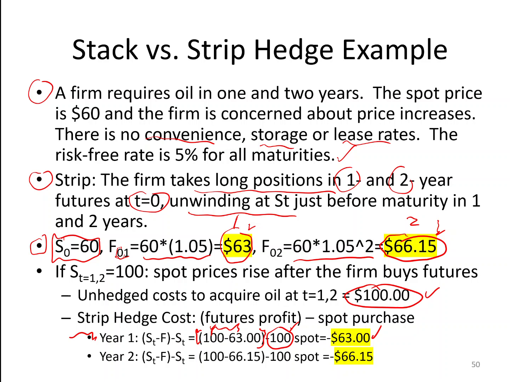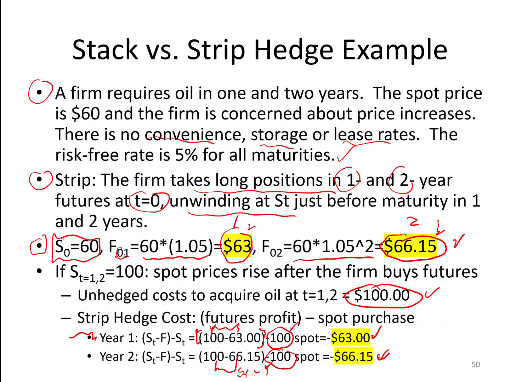Now, the second contract, we'll just say futures prices and spot prices converge at $100 again at the end of the second year. They're going to make money on that contract. Remember, they locked in at 66.15. So the profit from the futures contract will be the ST minus F. So they're going to make some 40 some dollars there, and they'll pay the $100 for oil, and so they are locked in. All right, so this is showing that if the company gets the strip hedge and unwinds close to maturity, they lock into the 1 year and 2 year futures price.